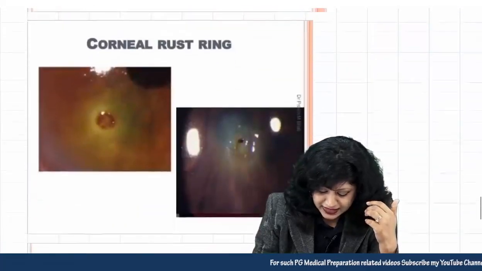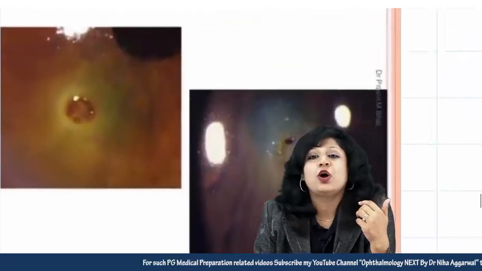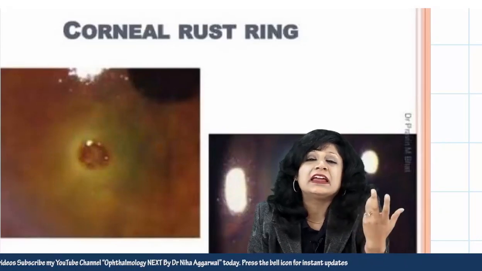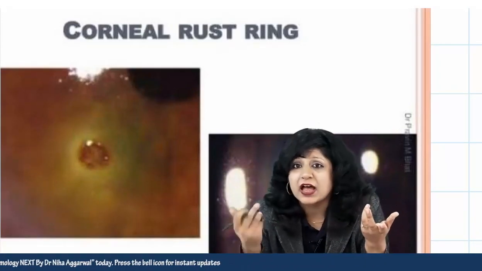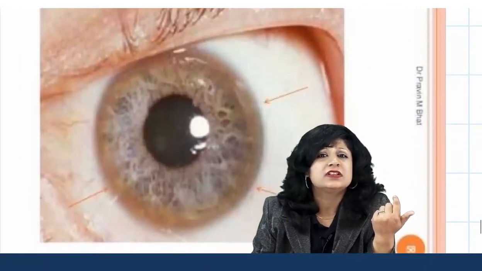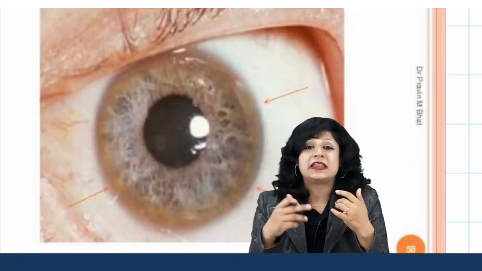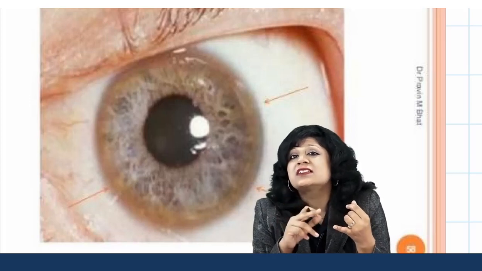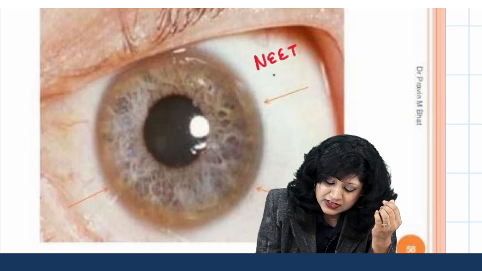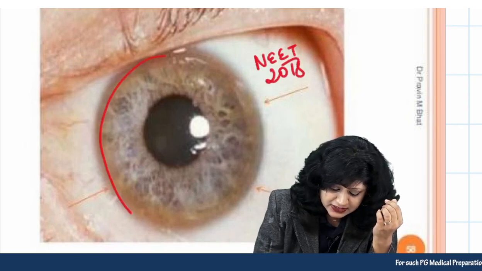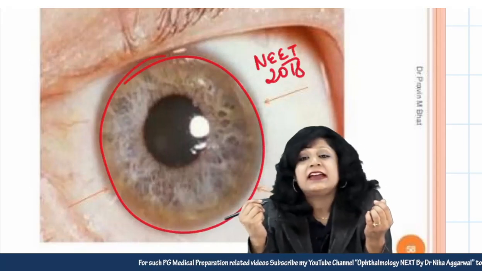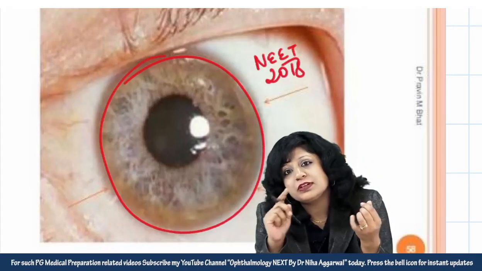All right. Then you have this corneal rust ring. Corneal rust ring is due to iron deposition, and it can be due to an iron foreign body. Then we have the KF ring that I told you. This is iconic. It has been asked so many times, and if you remember, this was asked as an image-based question in NEET 2018. This is your KF ring, and it is due to the deposition of copper.